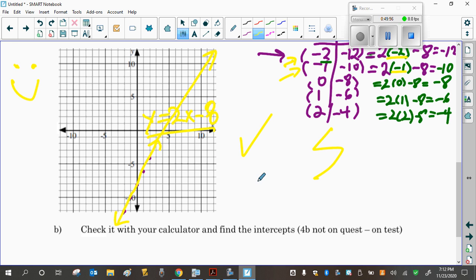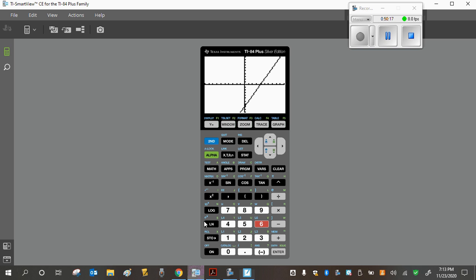Find the x and y intercepts. Well, let's just see. Well, we know that our y-intercept is right here, 0, -8. What is our guess with our x-intercept? Probably 4, 0. So let's see what the calculator says. Okay, let's do the easy one first. The y-intercept is second calculate value x equals 0. Should be 0, 8. Oh, 0, -8. That's what I said. So 0, -8 is our y-intercept using the calculator.